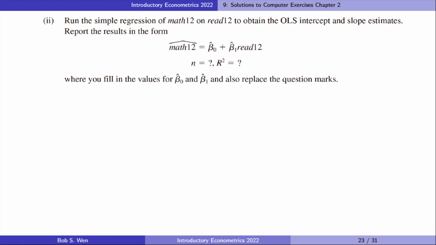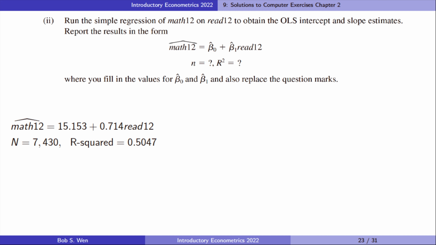We regress math 12 on read 12 and obtain the OLS estimated equation as follows. The intercept estimate has no meaningful interpretation because it is the predicted math test score when the reading test score is 0. But in the sample, the range of the reading test scores is from 29 to 68.